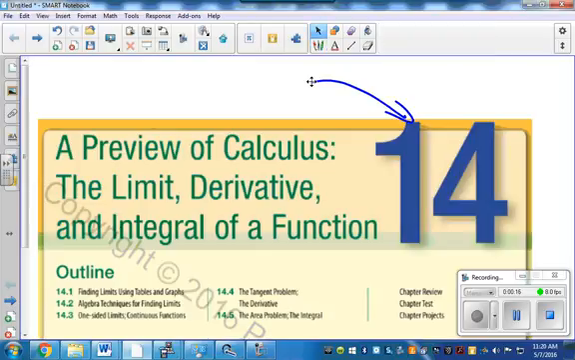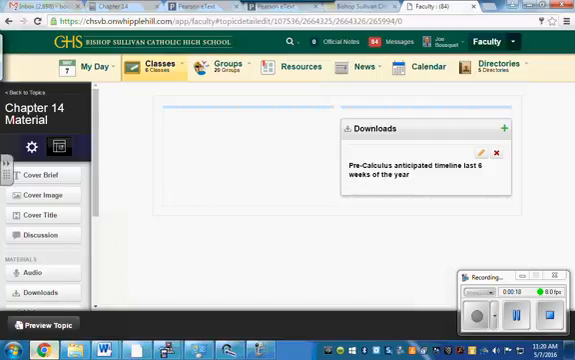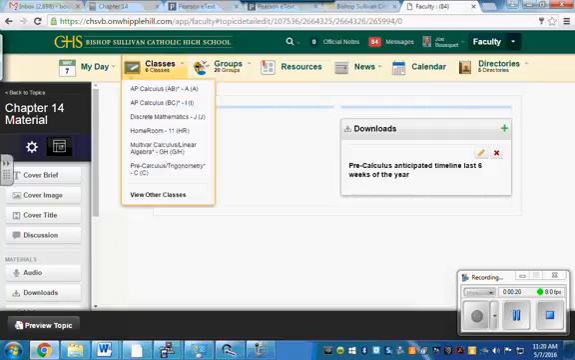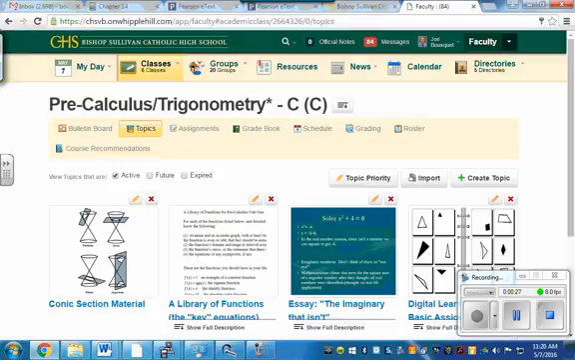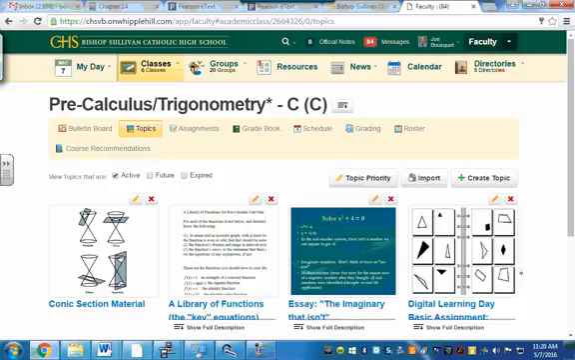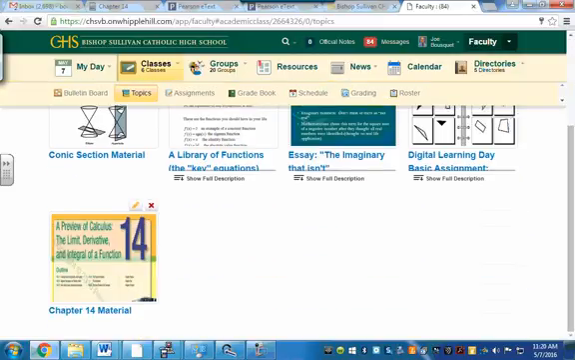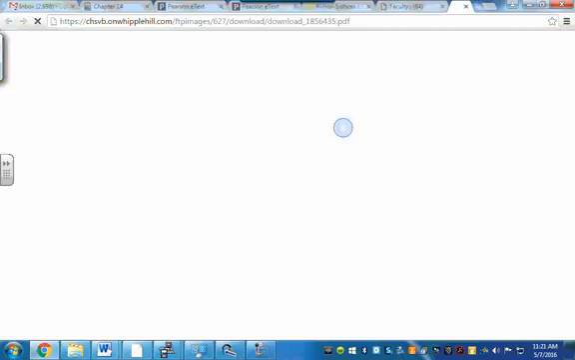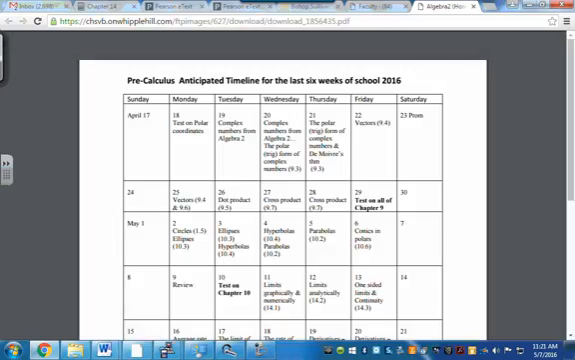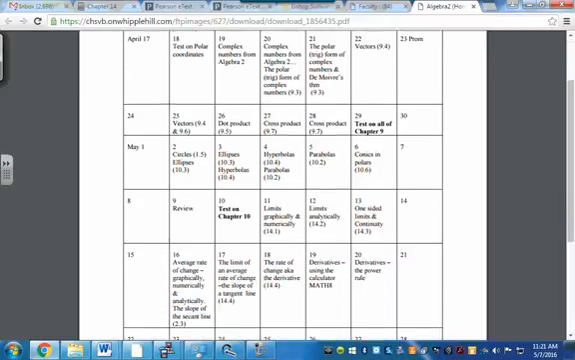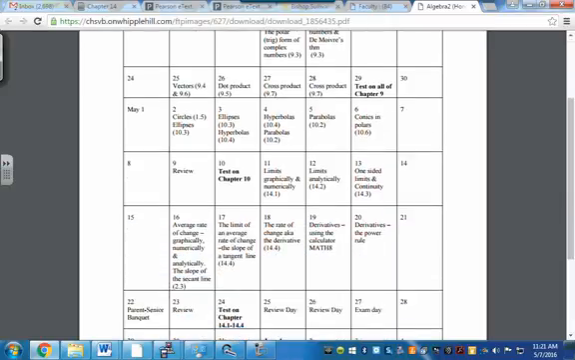If we pull up your class page, you'll note, again, here we are, C period, B period is the same. I've added a new topic page, and this is going to be entitled Chapter 14 Material. The first thing on here is this anticipated timeline again. It says the last 6 weeks of the year. Obviously, we're sitting down here now on May 10th, 11th.